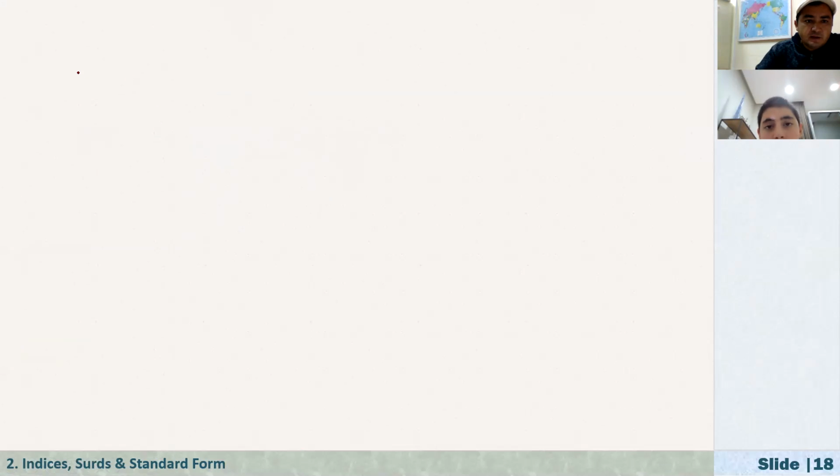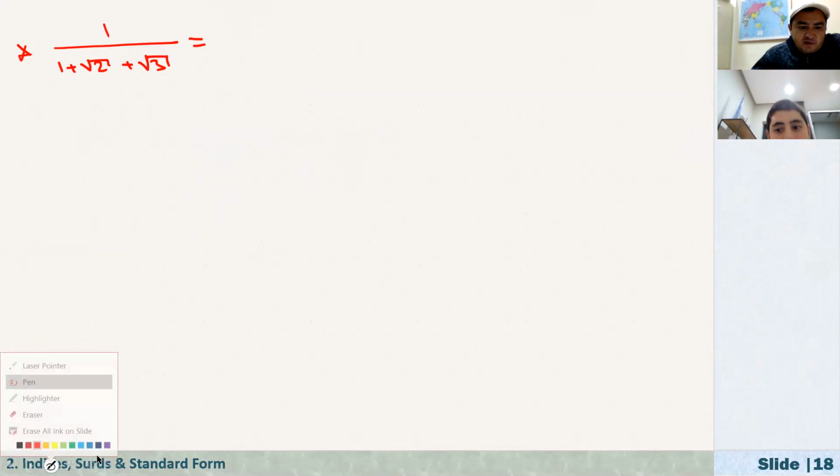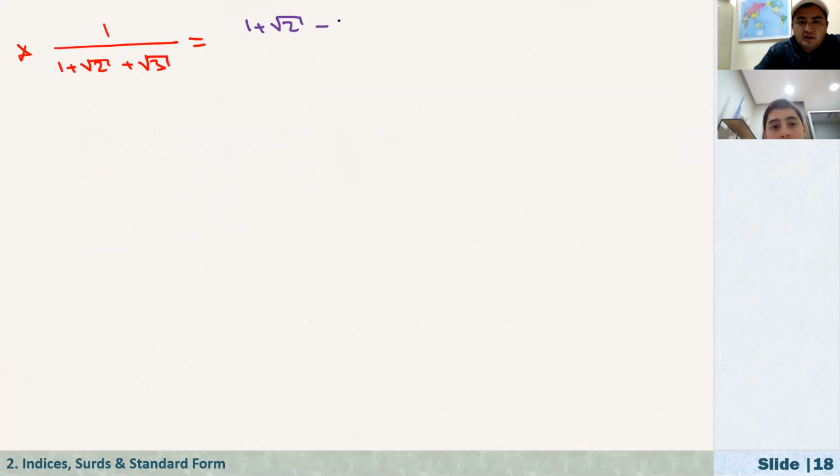Okay. So this is the question, right? It is 1 over 1 plus square root of 2 plus square root of 3. Right? So first, I will do it like this. Let me just use a different color. This red, I will multiply both by this: 1 plus square root of 2 minus square root of 3. And what do we have here? Here we have 1 plus square root of 2 plus square root of 3. And here we have 1 plus square root of 2 minus square root of 3.